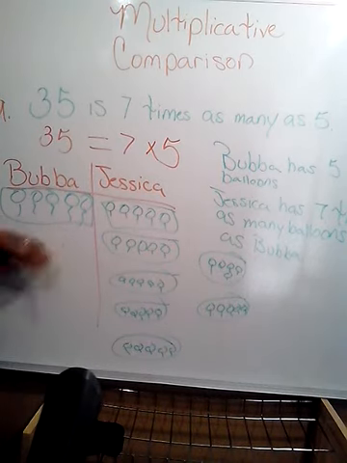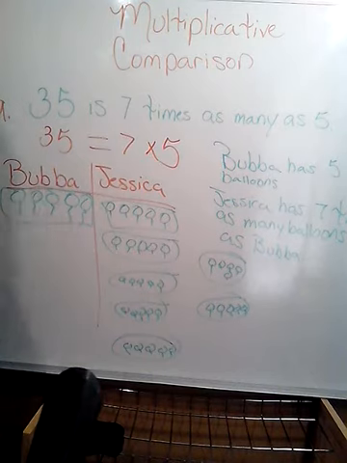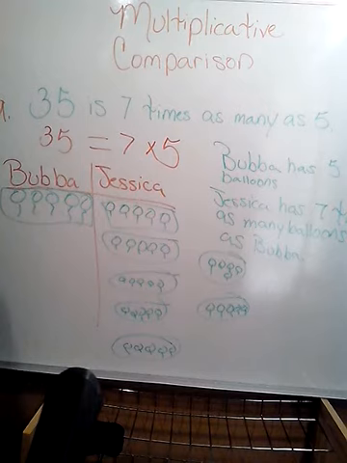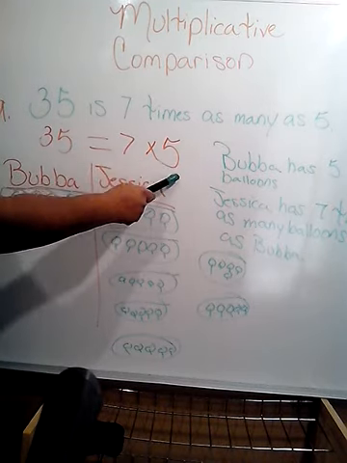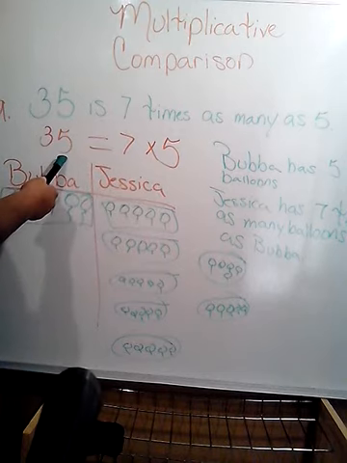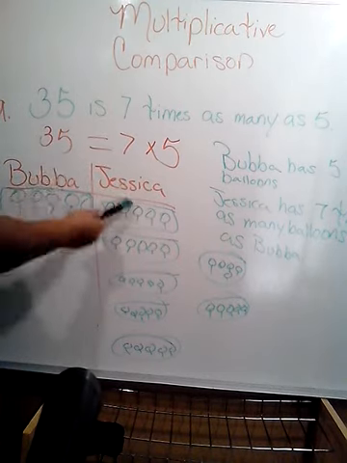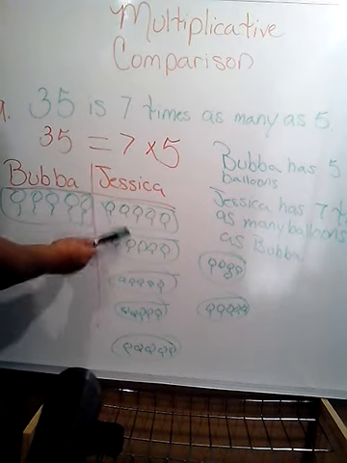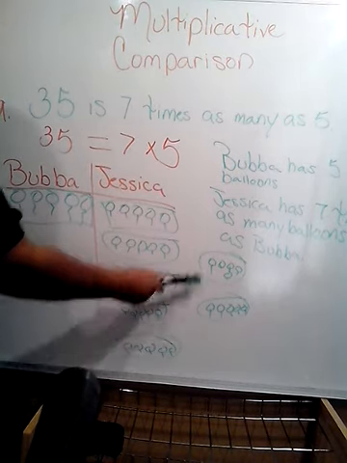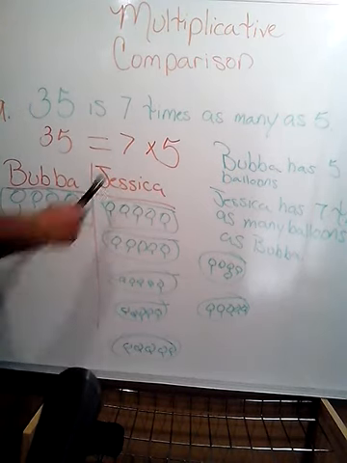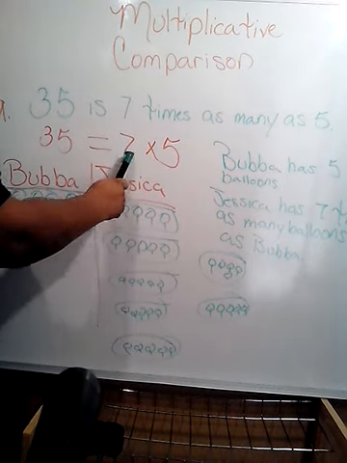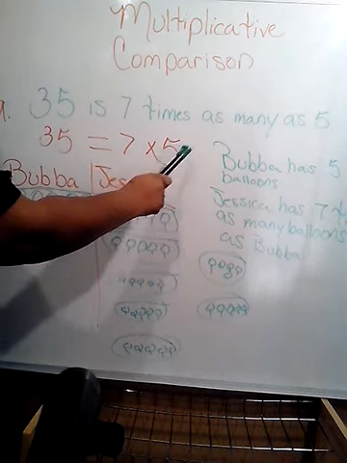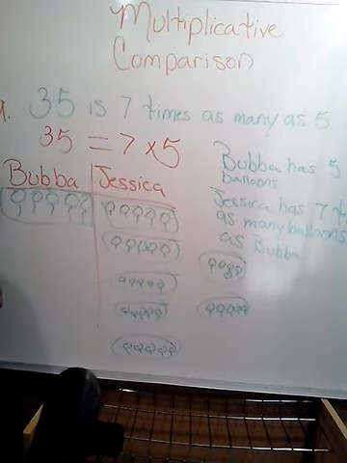Bubba has 5. Jessica has 7 times as many balloons as Bubba. And that means if she has 7 times as many, 7 times 5, then she should have 35. Let's count them. 5, 10, 15, 20, 25, 30, 35. That's what this says. 7 times 5 equals 35. 7 times as many as 5 is 35.